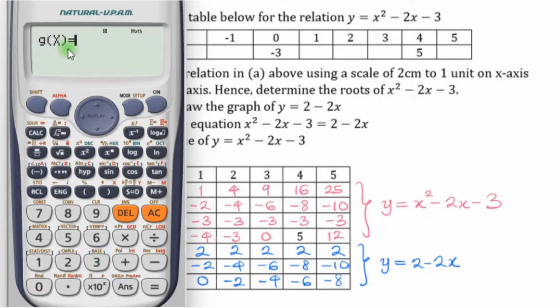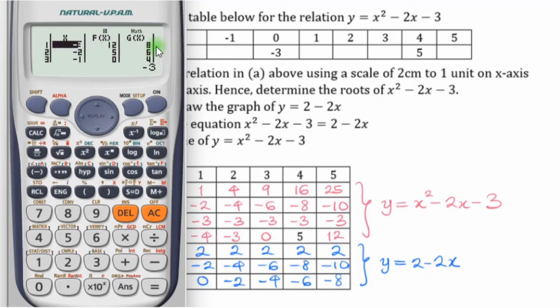Then it's asking for g of x, meaning do I have another function that is defined in variable x? Yes, I do. It is 2 minus 2x. So I press equal to. The start value is asking me for the first value of x. In this case, it is minus 3. The end value is 5, and interestingly, I have 5. Then the step, the incremental value, like the common difference. You can see it's in steps of 1, like minus 3, minus 2, minus 1, 0, 1, 2, 3. So the difference in each subsequent value is 1. So 1 is okay. I can press equal to, and it's going to give me my table.